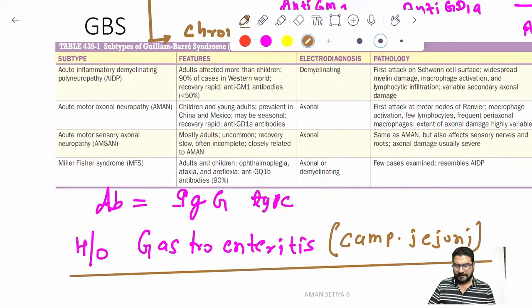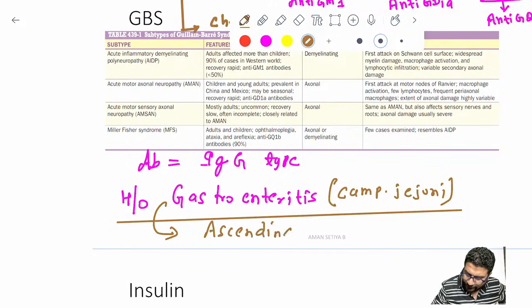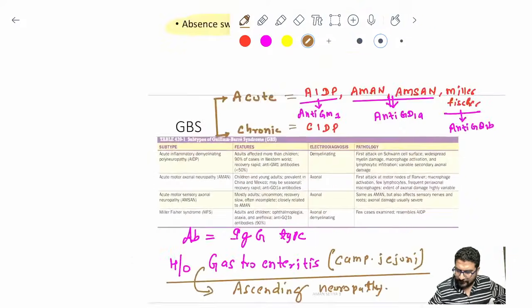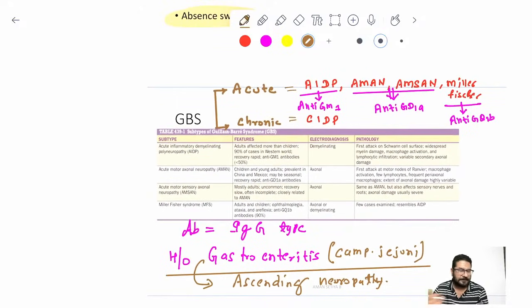So the patient ate food outside, so Campylobacter infection. Then understand, this is in a span of 2 to 8 weeks. In case of acute, the patient develops ascending neuropathy. Now see how they will ask the question. A 50-year-old person had fried rice or burger or pizza outside. Later on, after 2 weeks, he developed weakness which started from the lower limb, then it moved upward. So this is the case of GBS.